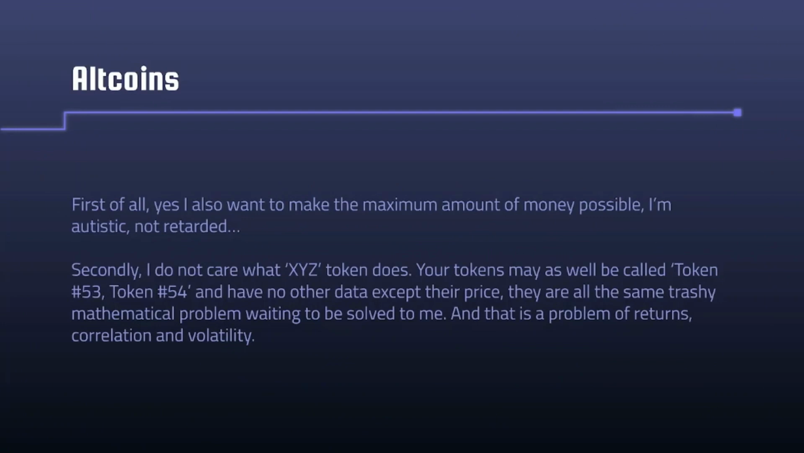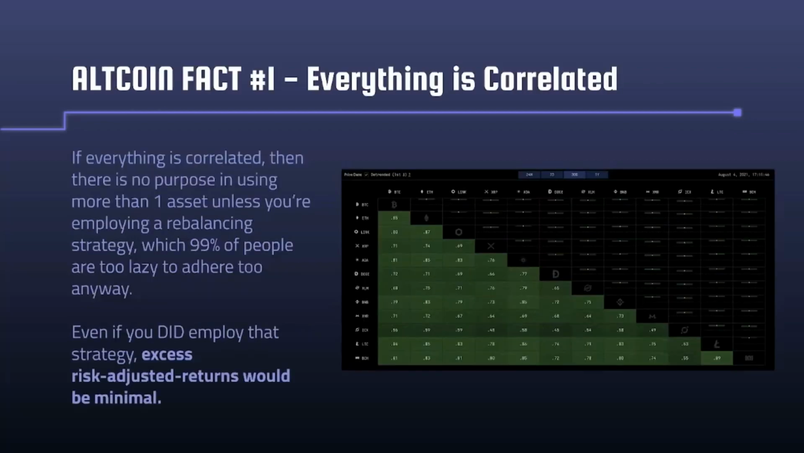So, first of all, I just wanted to say to you guys that I do want to make the maximum amount of money possible. I do not care what XYZ token does. Your tokens may as well be called token 53 and token 54 to me. We have no other data except their price. To me, they're all the same trashy mathematical problems waiting to be solved, and that is a problem of returns, correlation, and volatility that we can solve.